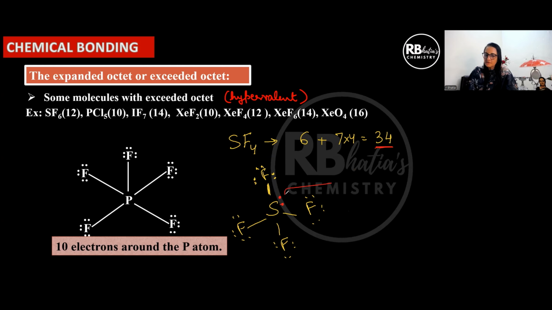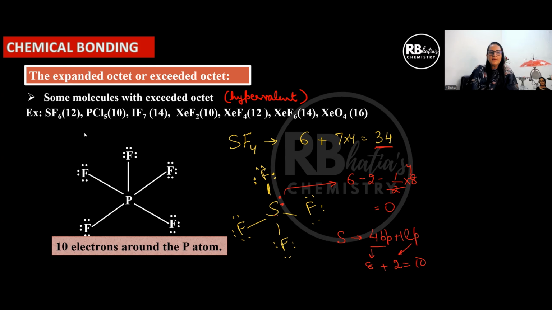Let us check the formal charge on sulfur. 6 minus 2 minus half of 8. 6 minus 2, 4. 4 minus 4, 0. No charge, and no charge on each fluorine. But what do you see around sulfur? You see 4 bonded pairs plus 1 lone pair. So that means how many electrons in all? 4 bond pairs means 8 electrons plus 2 in the form of 1 pair of electrons, that is 10. So exceeded octet, again a hypervalent compound.